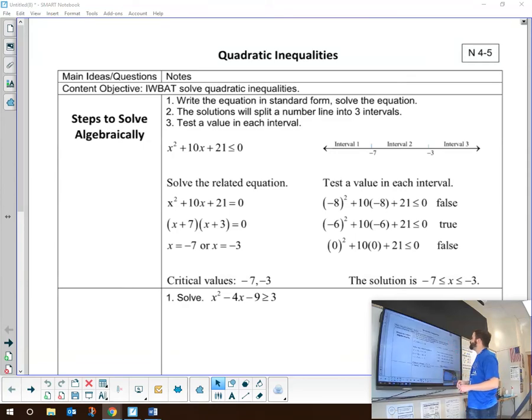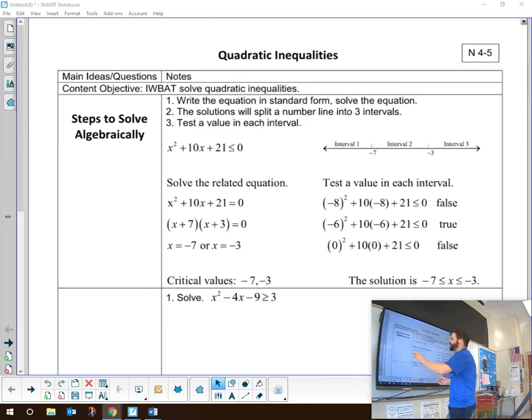Hey guys, today we are talking about quadratic inequalities. Now quadratic inequalities, just like any other inequality, we solve just like an equation, and then we have to graph our answer on a number line, and write it in set and interval notation. So that's pretty much all we're doing today.